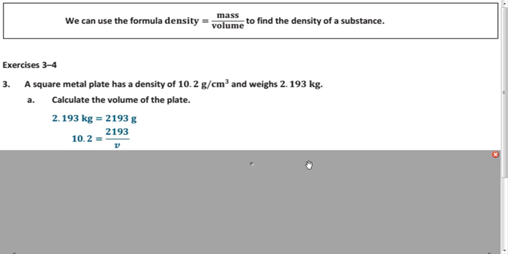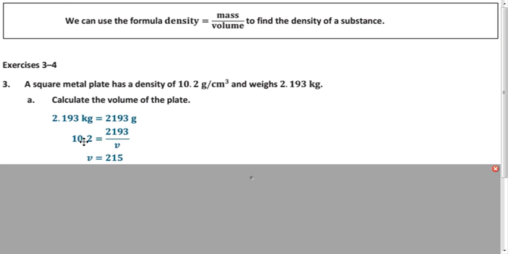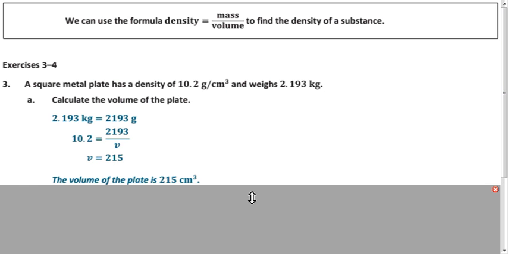So hopefully you wrote an equation similar to this. The density is the mass divided by volume. And we can use the cross product there. We get 10.2 V is 2,193, so V is 2,193 divided by 10.2, and you get 215. So now we know the volume.